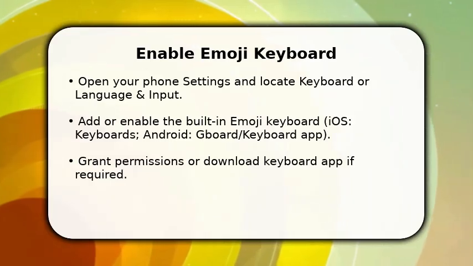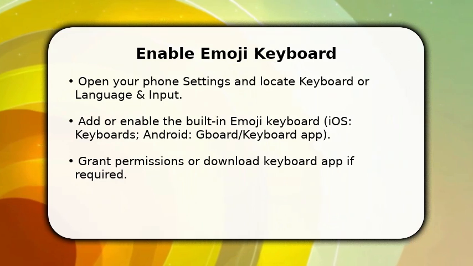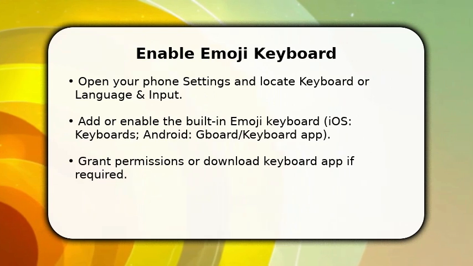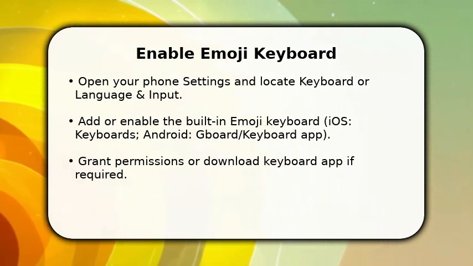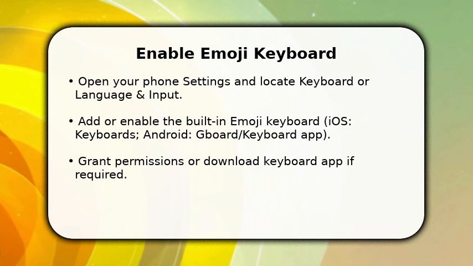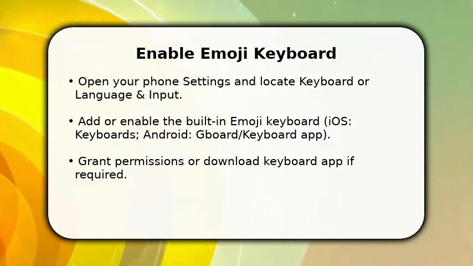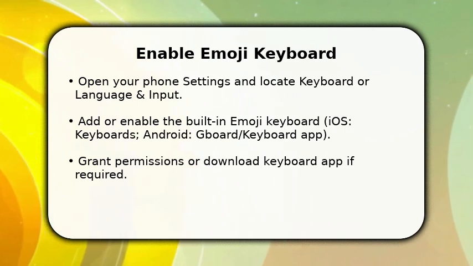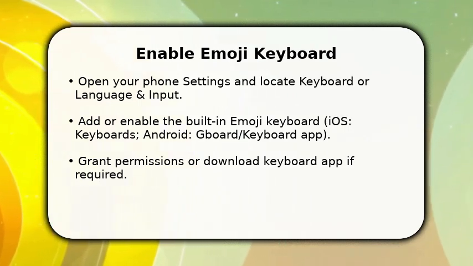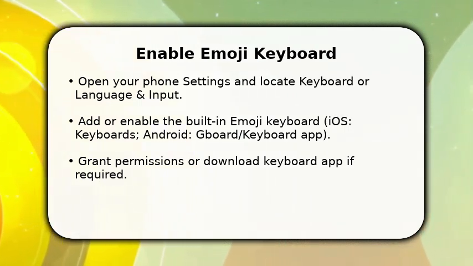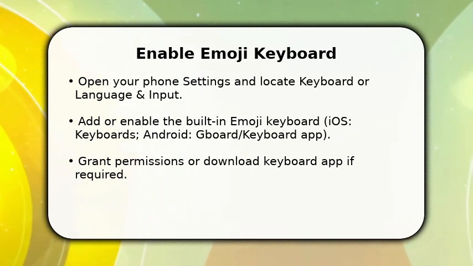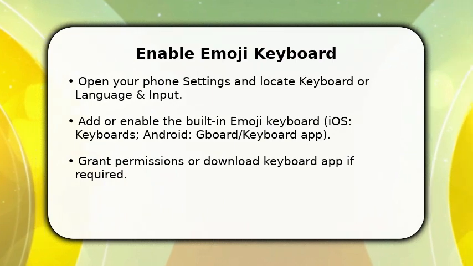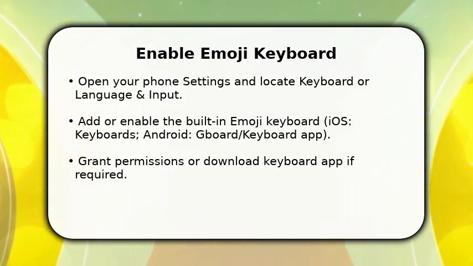You'll start by making the Emoji keyboard available on your device so WhatsApp can access it. Open Settings and go straight to Keyboard or Language and Input. This is where the system stores input methods. Enable the built-in Emoji keyboard or install a keyboard app like Gboard if it's not present. Once enabled, make sure the keyboard is allowed to run and has necessary permissions. This step matters because WhatsApp pulls emoji from whatever keyboard you're currently using, so preparation here saves time later.